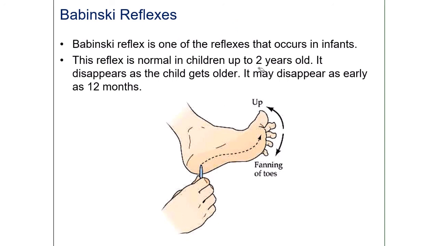When you stroke the bottom of the feet of someone who is 2 years or younger, their toes are going to fan out like this, and that should disappear after 2 years of age. If you do that to an adult and their toes fan out like that, that's actually a cause for concern, because it might indicate that there is some kind of spinal injury.